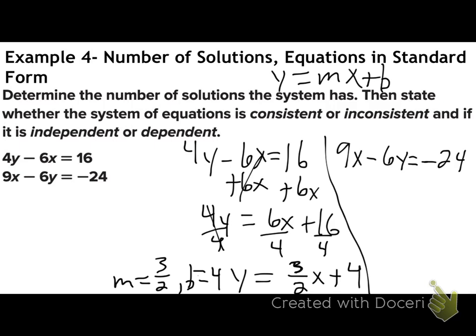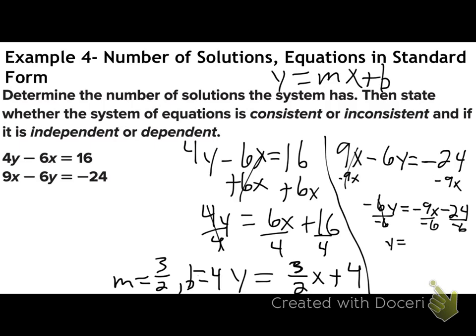9x minus 6y equals negative 24. What's my first step to get y by itself? Subtract 9x from both sides. Once again, these are not like terms, so I can't combine them. So I just write it out. How would I get y by itself? Divide everything by negative 6.